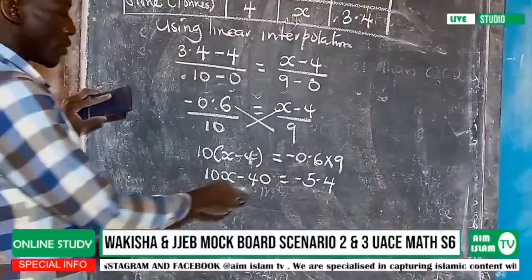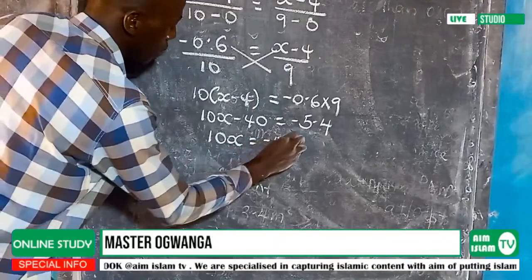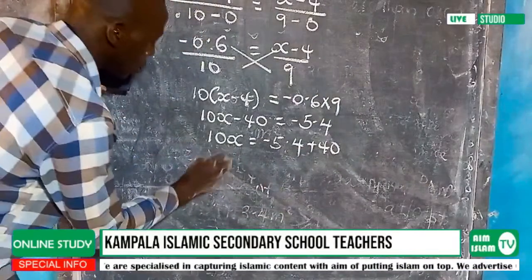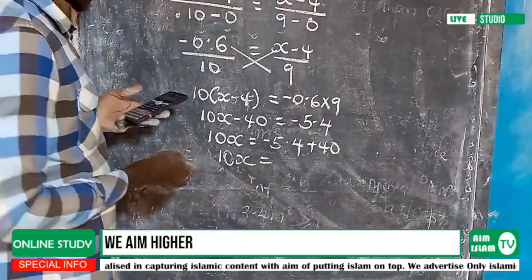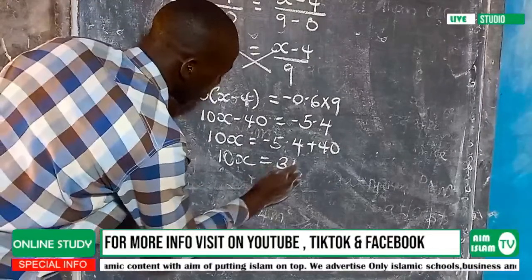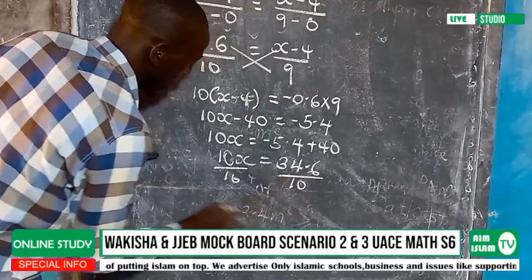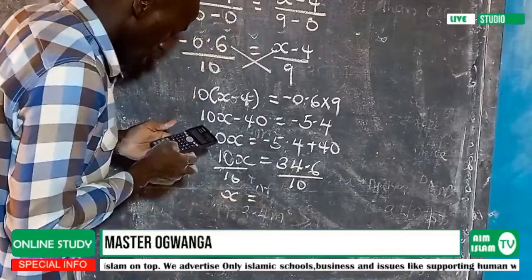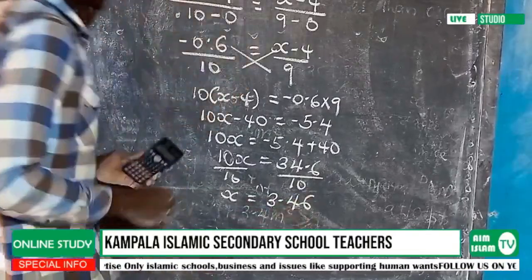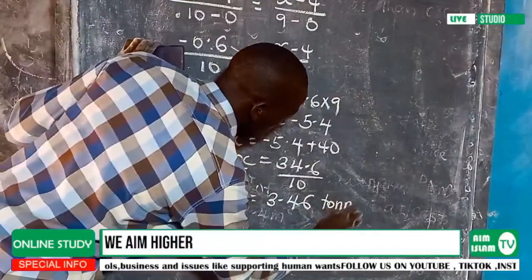If I collect like terms, this one will go as a plus. So you'll have 10x equals negative 5.4 plus 40. So meaning we'll have your 10x being equal to 34.6. Divide by 10. Divide by 10. So x equals 3.46. Since what we are dealing with here is in tons, meaning that this is the same as 3.46 what?